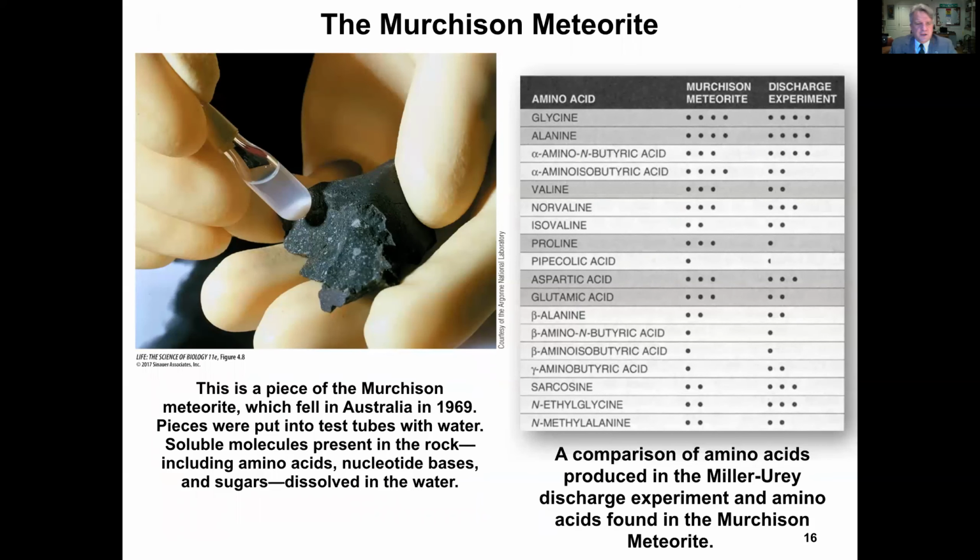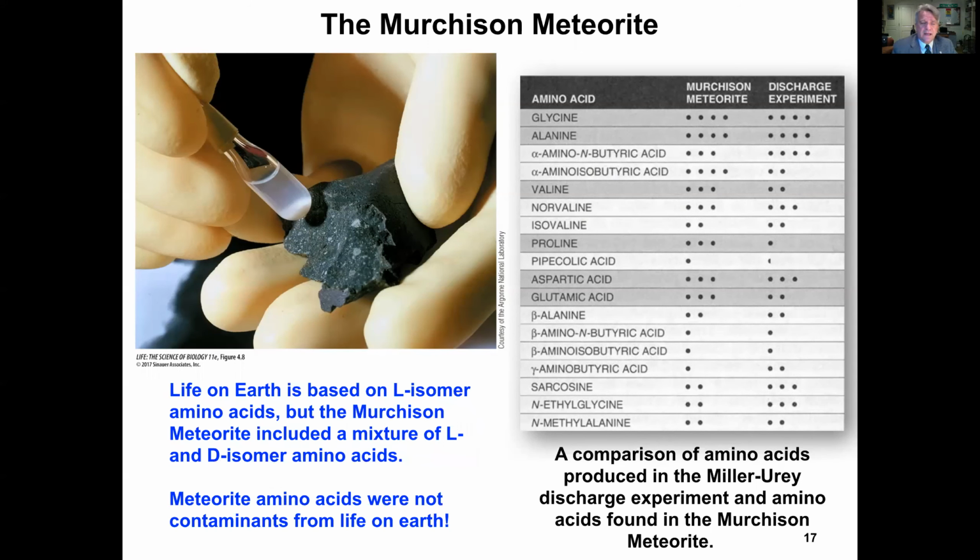Now, the Murchison meteorite fell on Australia in 1969, and pieces of this meteorite were dissolved in water, and the soluble components of the meteorite included amino acids, nucleotide bases, and sugars. So it's clear that these organic compounds could also have come to Earth from a non-Earth source.